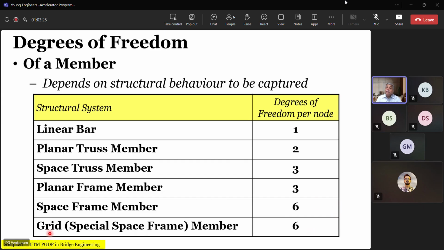So where does the beam fit into it? Where does the beam fit? Beam.